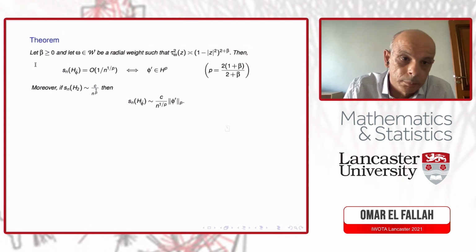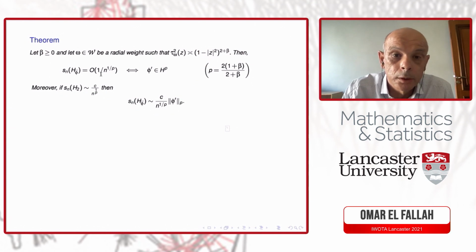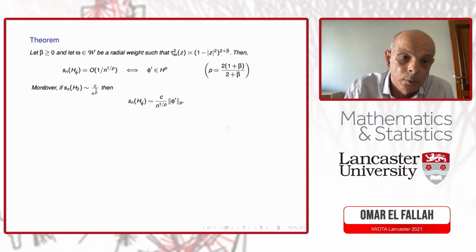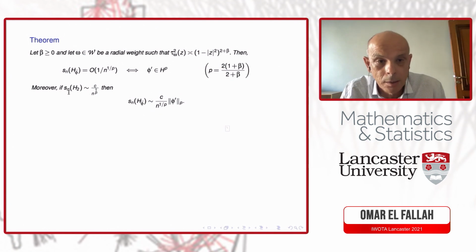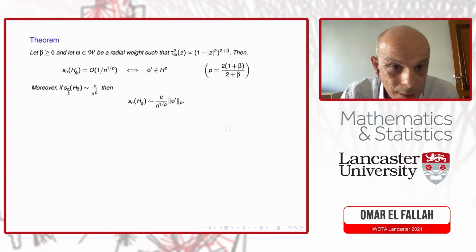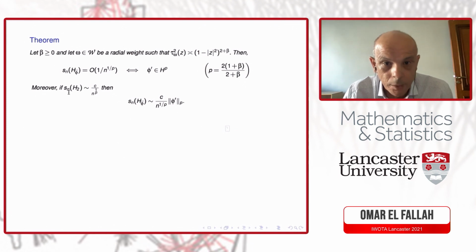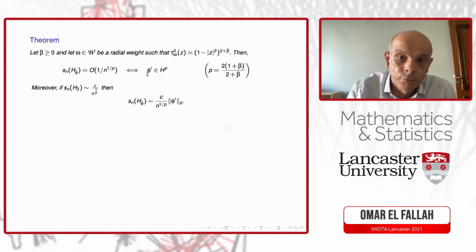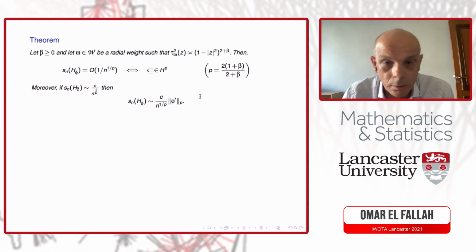Now, the last result I want to mention in this talk is the following. This part is stated in the previous theorem; the new part is this quantity. If s_n(H_{\bar{\phi}}) is asymptotically equal to C divided by n^{1/p}, then for every phi such that phi prime is in H^p, we have this result.